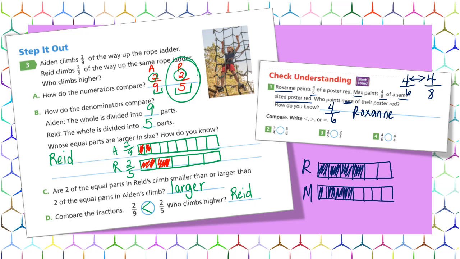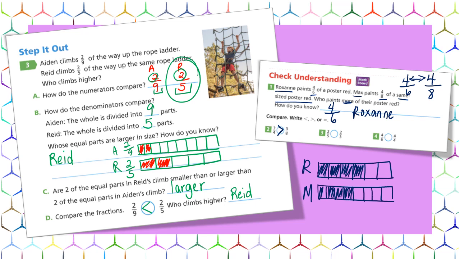Compare. Write less than, greater than, or equal to 3/4 and 3/8. Since my numerator is the same, I take a look at my denominator. Okay? The more parts I break it up into, the smaller those parts are. So 3/4 is greater than 3/8.